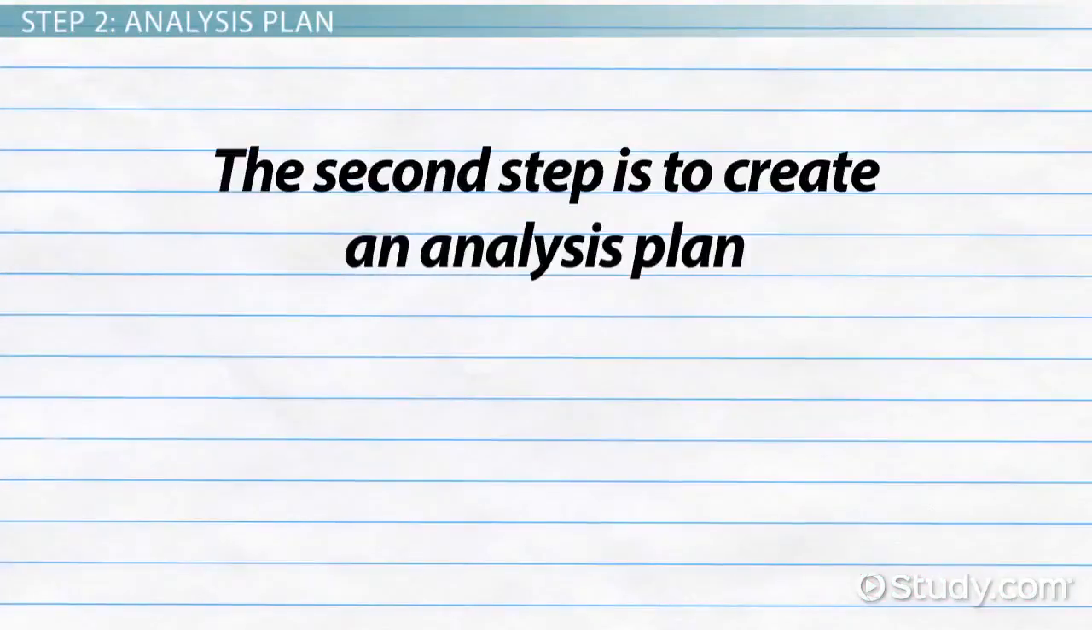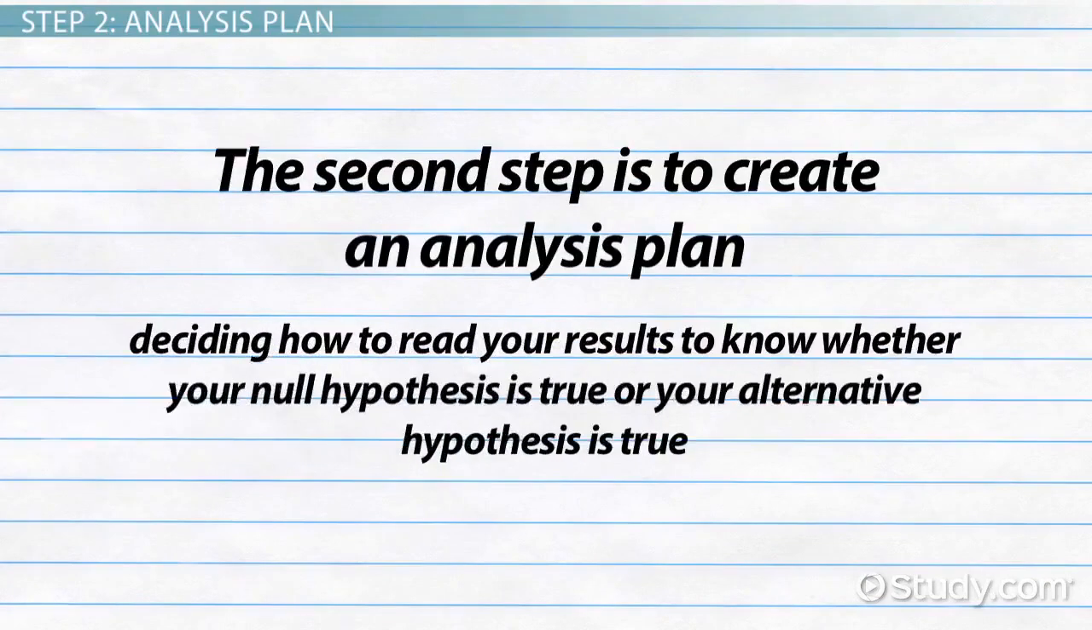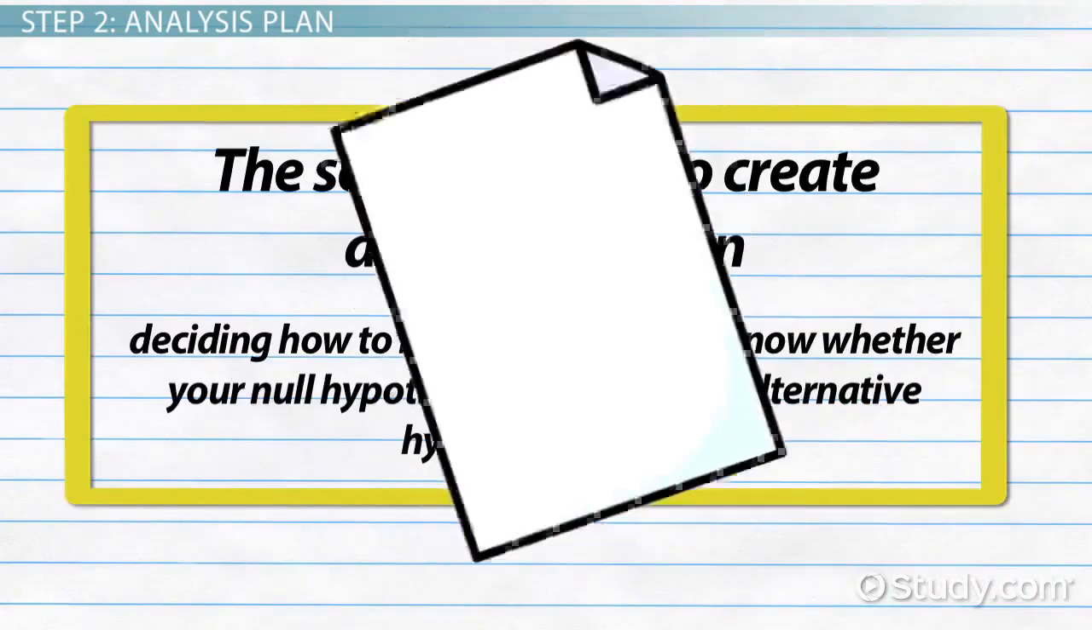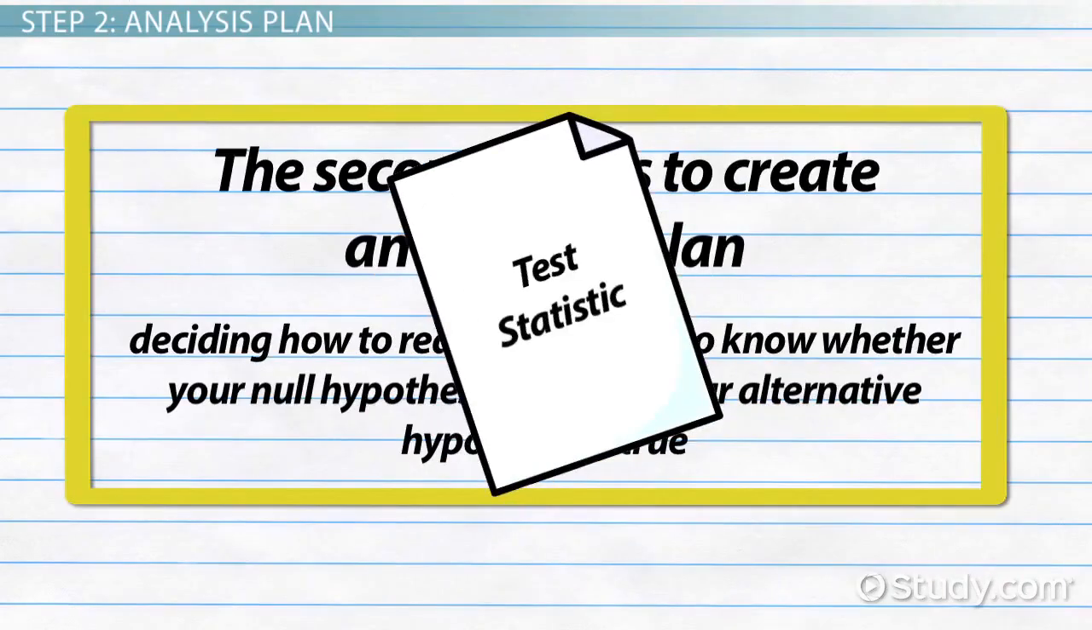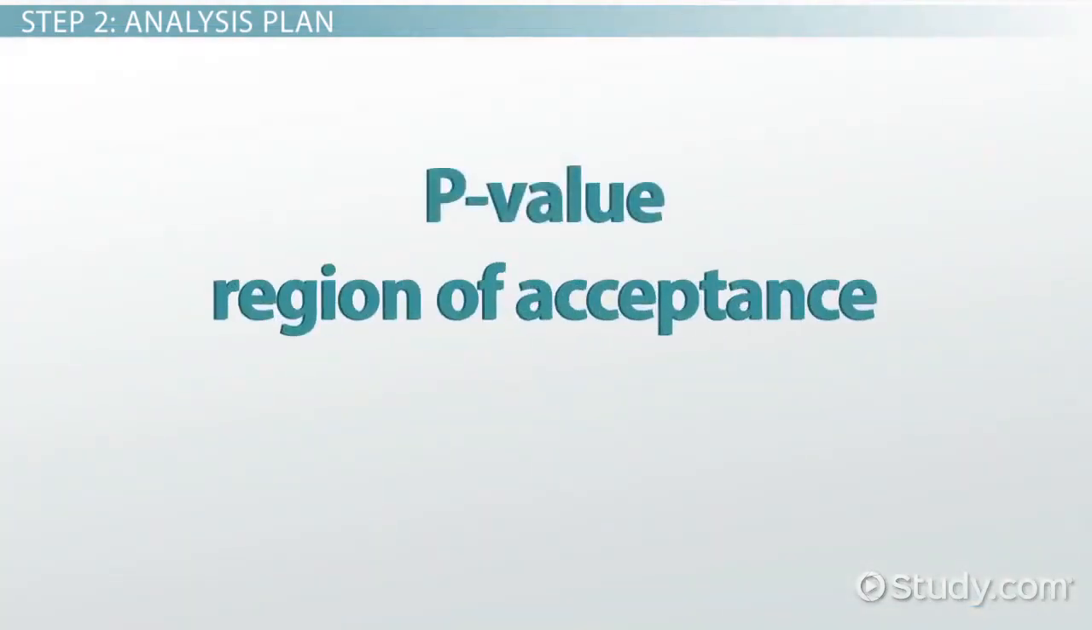The second step is to create an analysis plan. This involves deciding how to read your results to know whether your null hypothesis is true or your alternative hypothesis is true. Usually, this involves analyzing just one single test statistic. There are 2 ways to read your results: p-value method and the region of acceptance method.